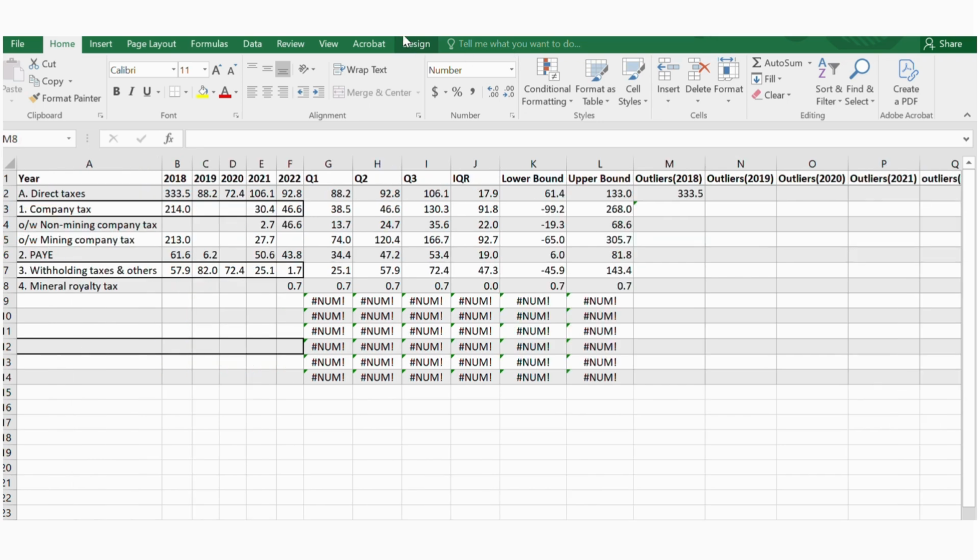Okay, so now that we've covered our direct taxes and company taxes to find out if there are any outliers, we can move on to the next ones. In this case, I'll skip some of them so that I can just show you another one of the taxes that might have an outlier. In fact, now that you get the concept of identifying outliers, I'm now tasking you with identifying outliers for the rest of the taxes that we have here.